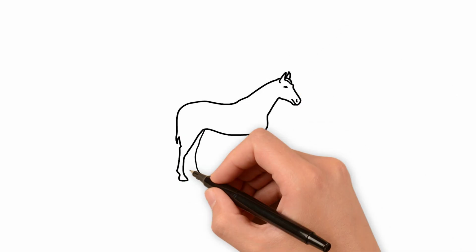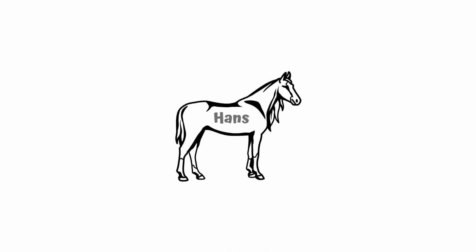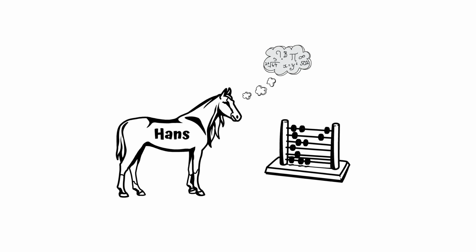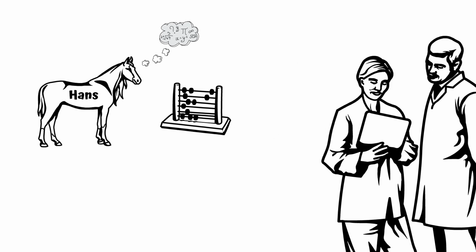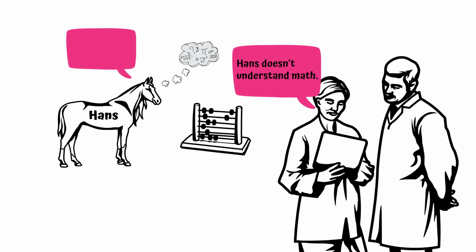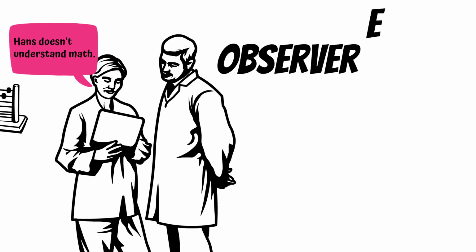In 1900, there was a horse named Clever Hans, who became famous for supposedly understanding arithmetic. However, it was later discovered that Hans didn't understand math. Instead, he relied on unconscious cues such as facial expressions and body language, given by his trainer and observers to arrive at the correct answers. This is a classic example of the observer effect.